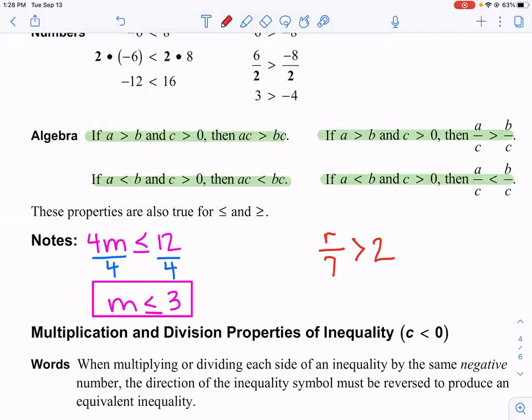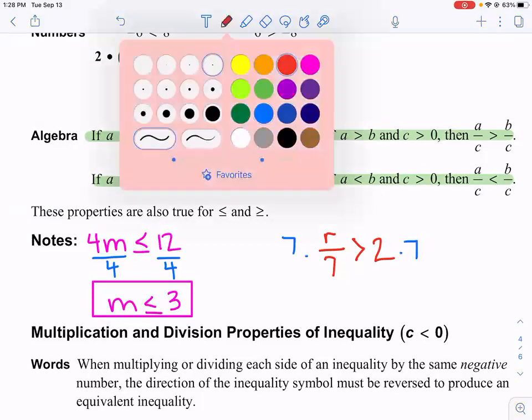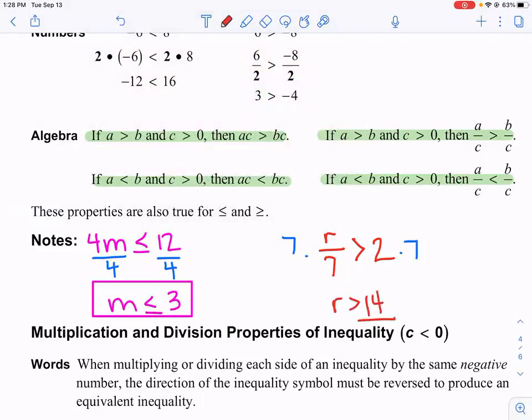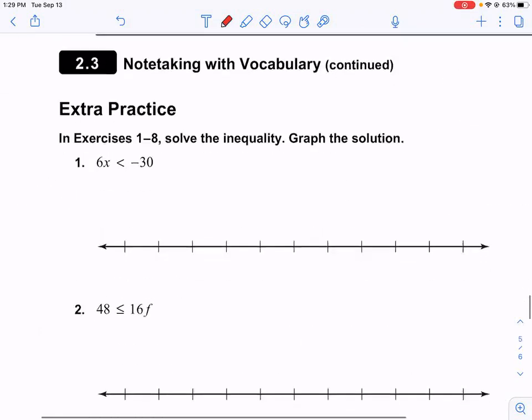Okay. If R over 7 is greater than 2, Avery, what can I do to both sides? We can multiply both sides by 7. And we have R is greater than 14. Beautiful. So what I want you to do on the page right next to it, page 41, is number 1 and 2 on that extra practice. Number 1, number 2.